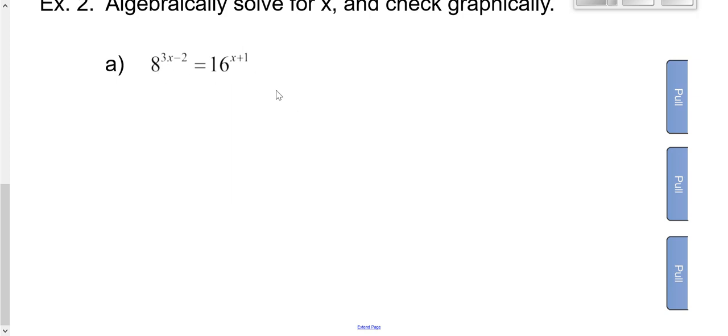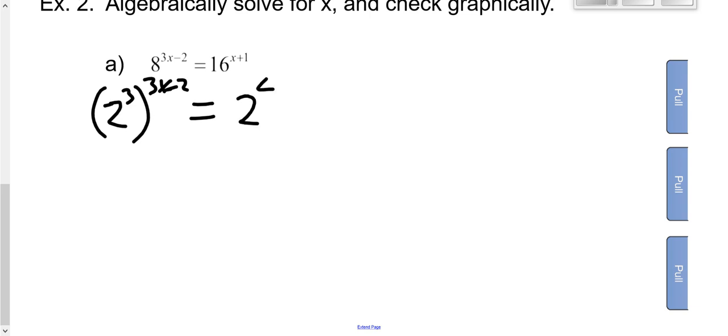So let's look at the left hand side first. For 8, I can rewrite that as 2 raised to the power of 3, and then outside that I have the exponent of 3x minus 2. On the right hand side, 16, you can write that with a base of 2. I hope you all figure out that we can write 16 as 2 raised to the power of 4, and then it has the exponent of x plus 1.